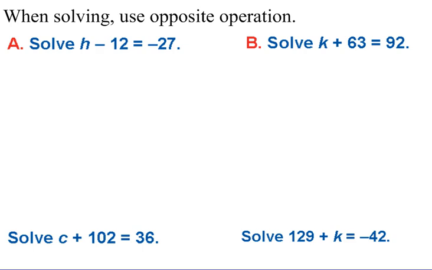But the first thing you're going to do is identify a variable. So in this first problem here, your variable is h. And then you're like, okay, there's my variable. What's on the same side as the equal sign? So here's my equal sign here. So on the same side is a 12.